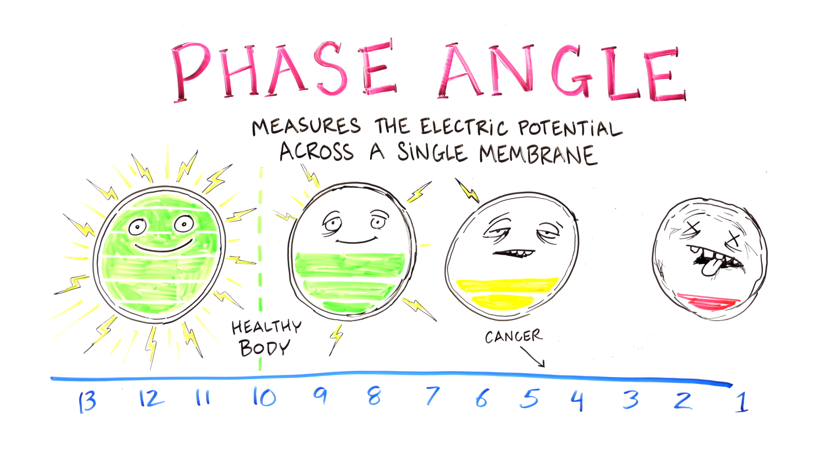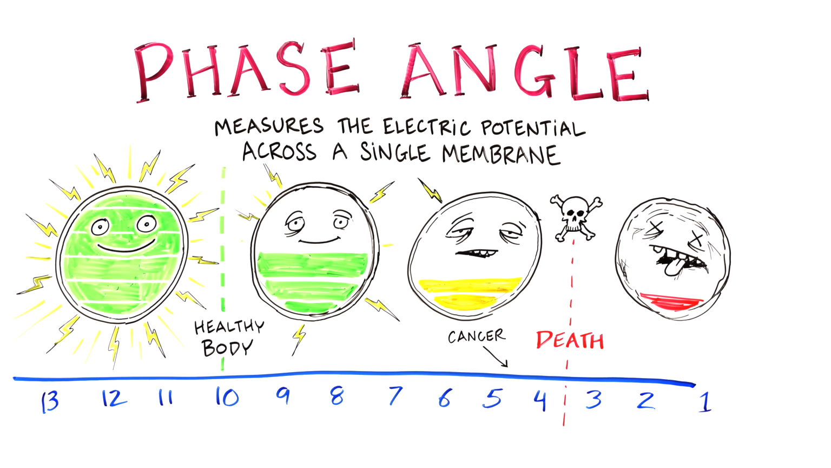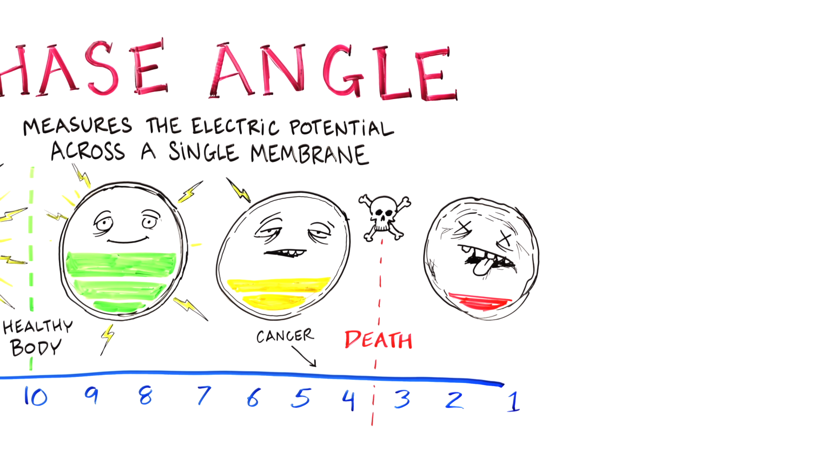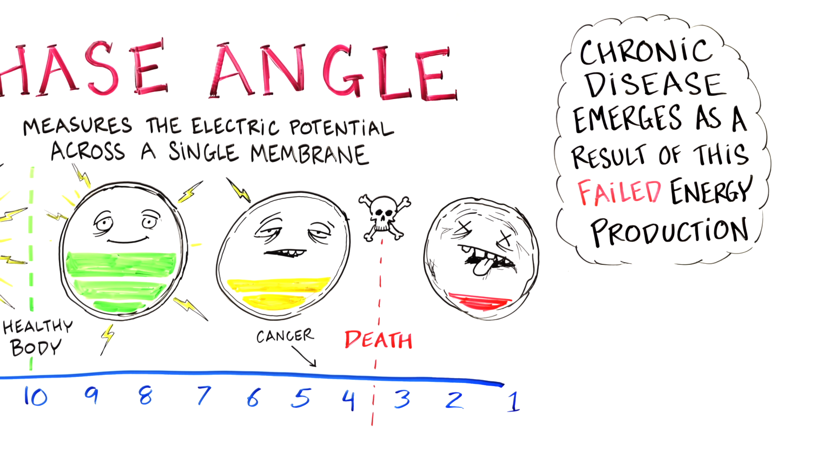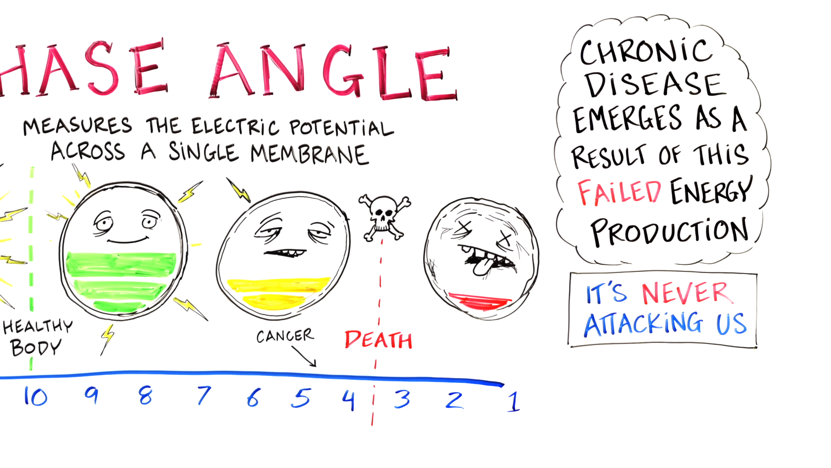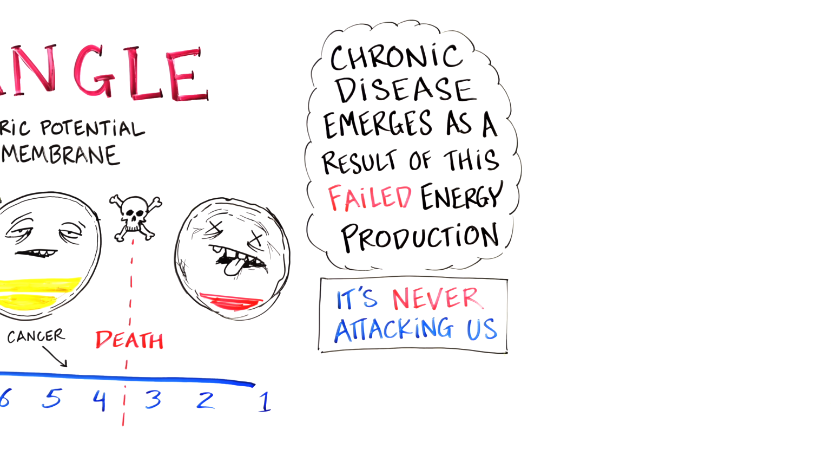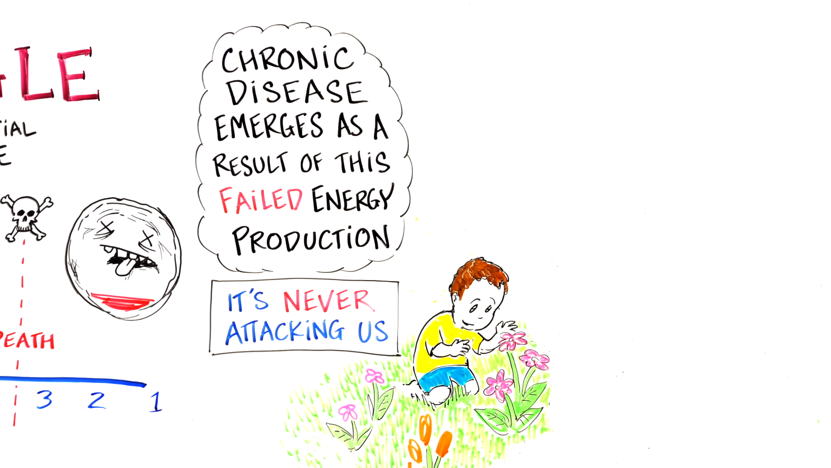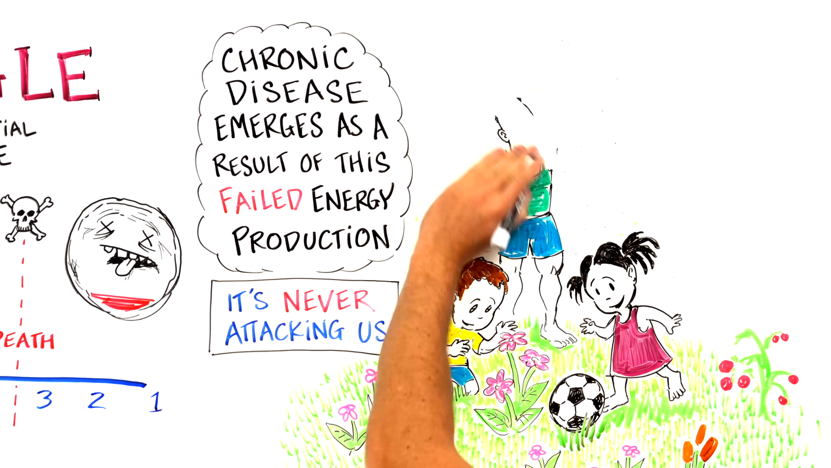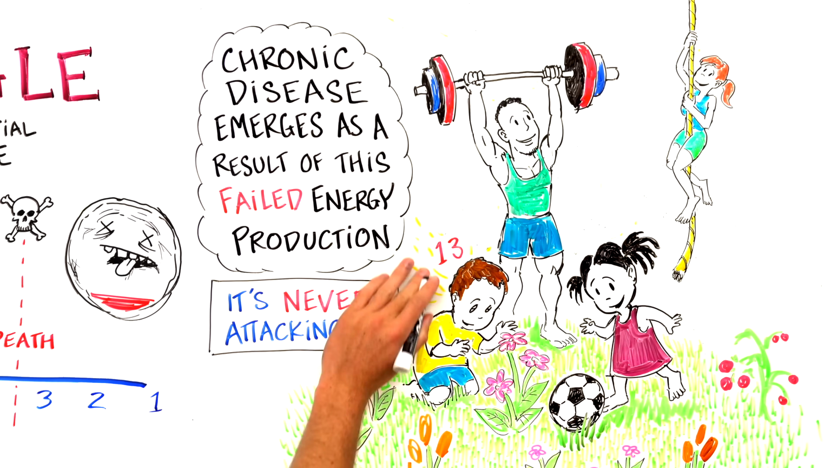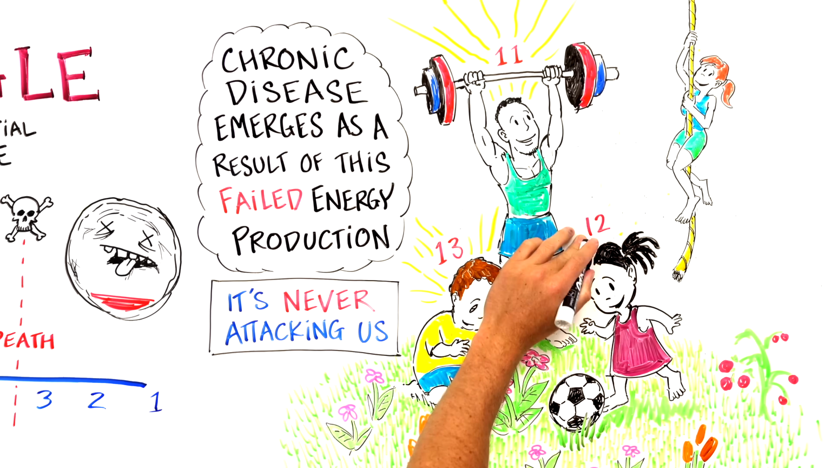And cancer always occurs around 4 to 5, and death occurs at 3.5. So it's a good demonstration of the fact that chronic disease emerges as a result of this failed energy production. It's never attacking us. There's no disease that's ever leapt up and attacked a healthy human cell. You don't get disease with a phase angle of 13. You are so resilient, you can repair faster than any injury can imagine itself.